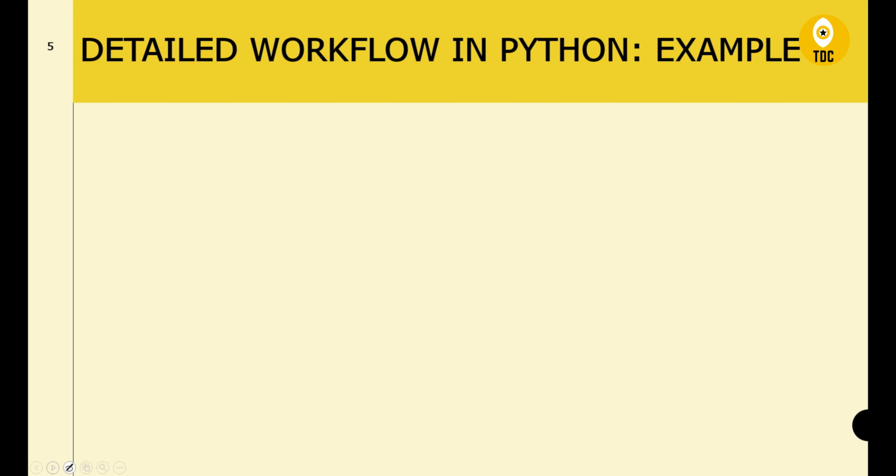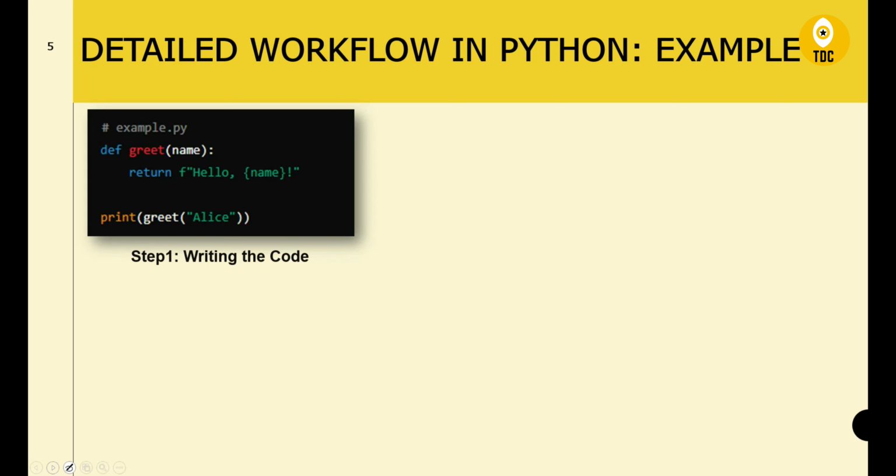To make you understand, we have taken one detailed example, right? Here I'm creating a definition, a function, and the function is greet. Whatever name you pass here, it will return hello and that name. Suppose I say greet Alice, so it should say hello Alice. That is my expectation. Suppose I pass greet the data channel, so it has to print hello the data channel, right?